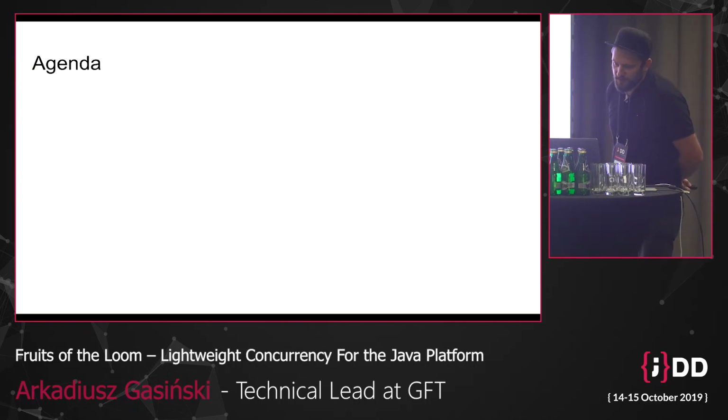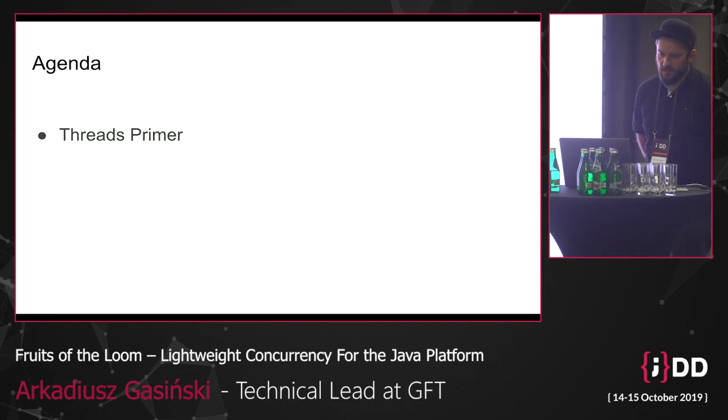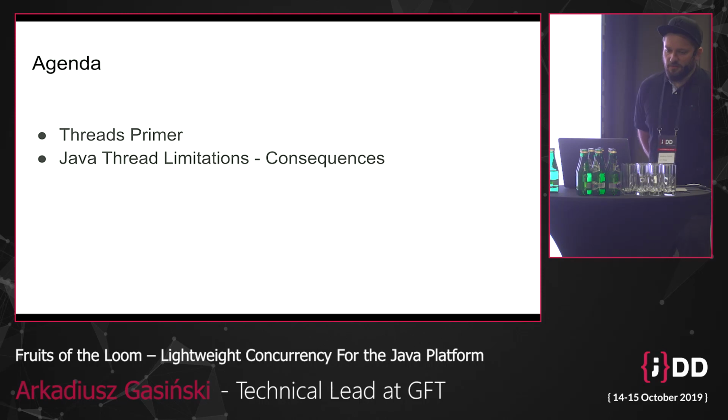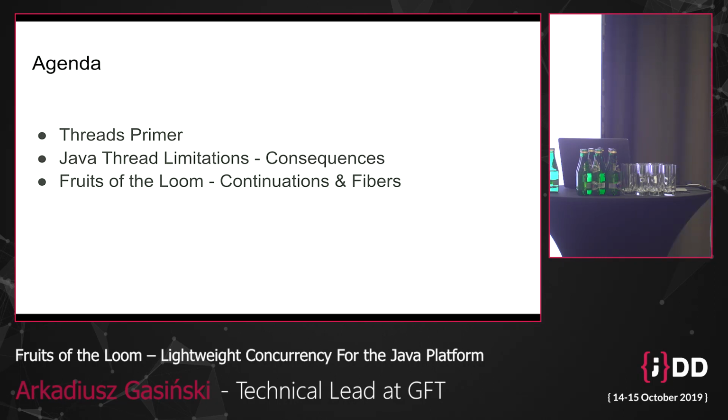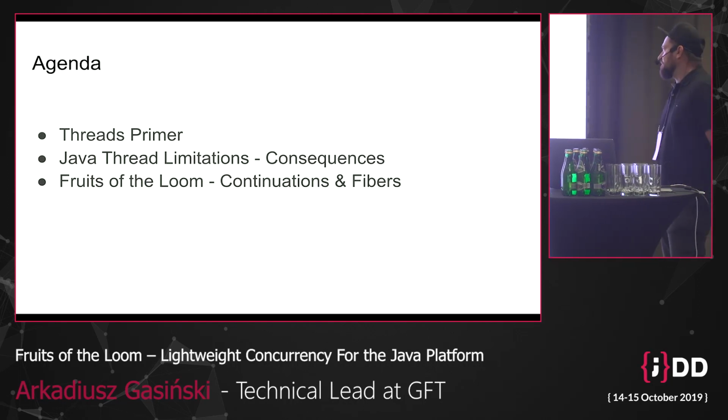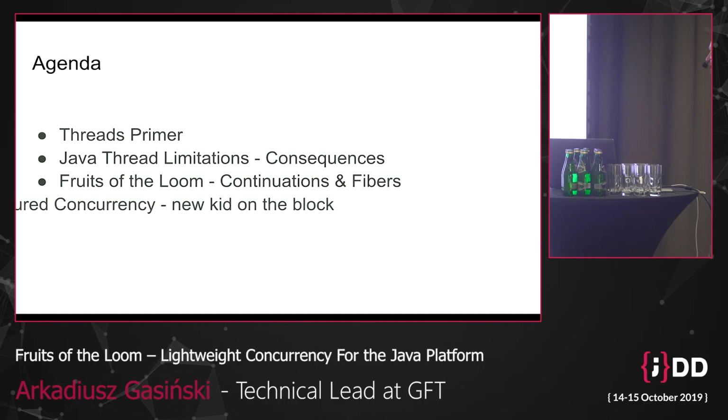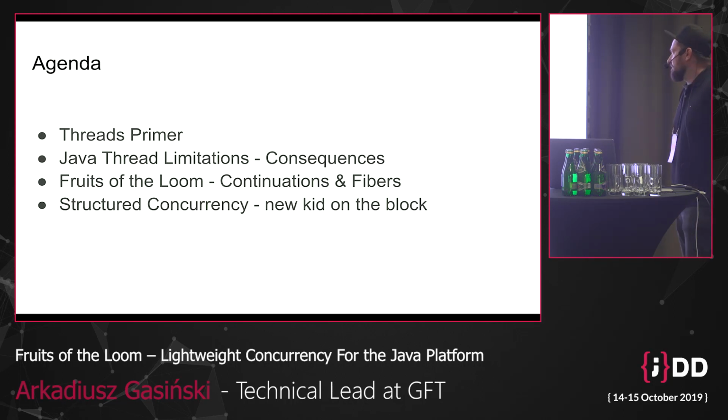So what's in store for the remaining part of the talk? I'll start with a short threads primer, because this is about adding a new kind of thread to the Java platform, so I think it's worth spending some time considering what a thread actually is. Then I'll briefly discuss the Java thread limitations and their consequences for us developers. Then I'll cover the fruits of Project Loom, that is continuations and fibers. These are the two main constructs that this project aims to bring to the platform. And then I'll cover structured concurrency, sort of a new kid on the block.